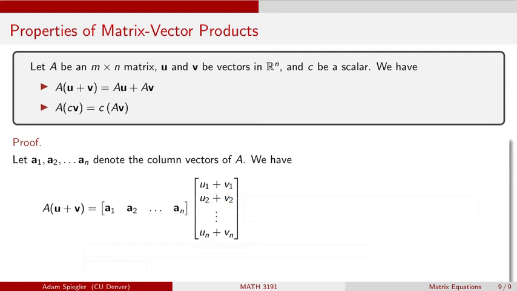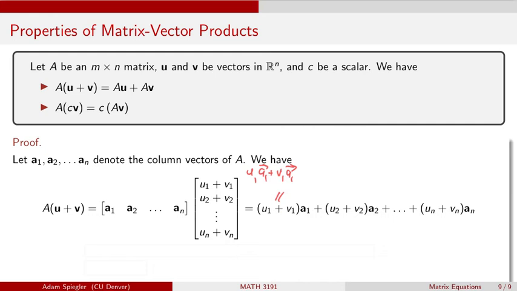So we want to compute the product of this matrix A times this vector u plus v. By definition of that product, we take the first entry times the first column, second entry times the second column, and so on. Here we're just using the definition of what it means to take the product of a matrix and a vector. And looking at this first term, recall from previous properties that this scalar times a1 can be written as u1 times vector a1 plus v1 times vector a1.